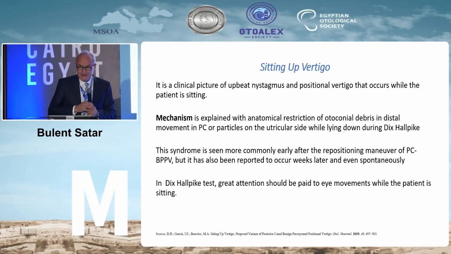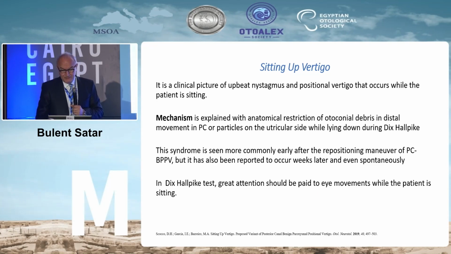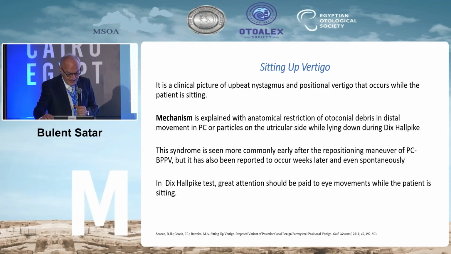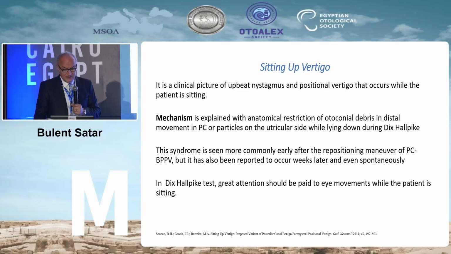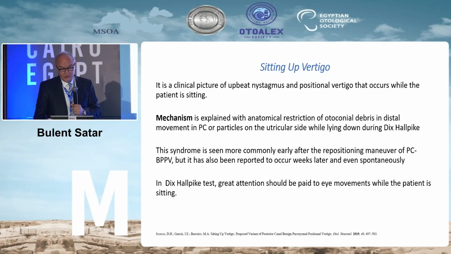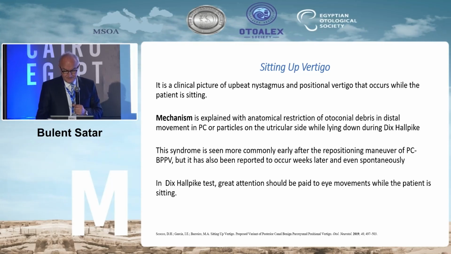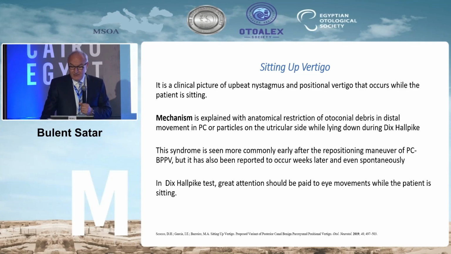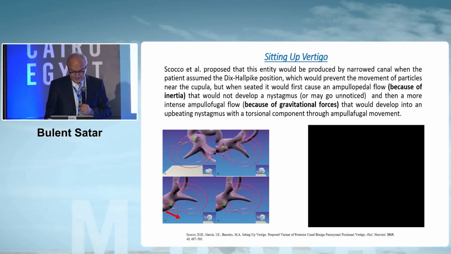Sitting up vertigo is another atypical variant. It is a clinical picture of upbeat nystagmus and positional vertigo that occurs while the patient is sitting. The mechanism is explained by anatomic restriction of otoconial debris in the distal segment of the posterior canal, or particles on the utricular side while lying down during the Dix-Hallpike test. This syndrome is seen more commonly early after the repositioning maneuver of posterior canal BPPV, but it has also been reported to occur weeks after the maneuver.